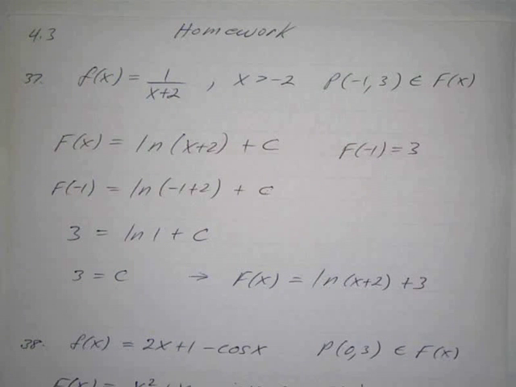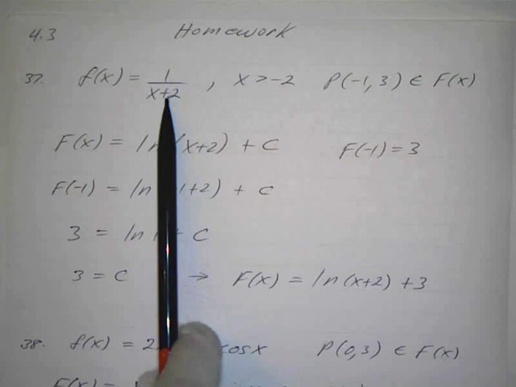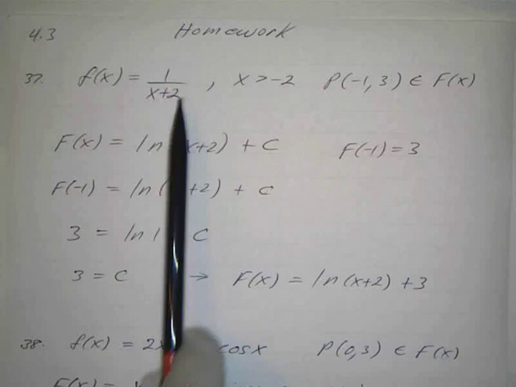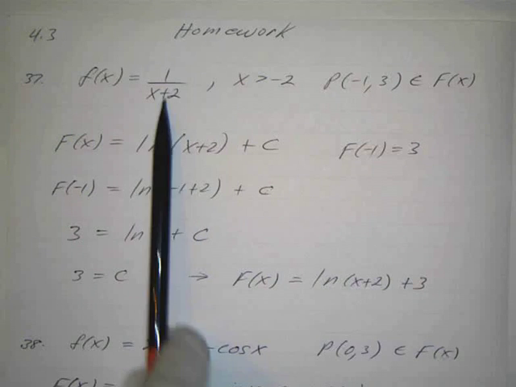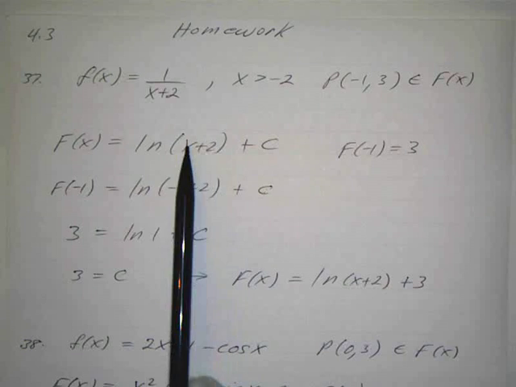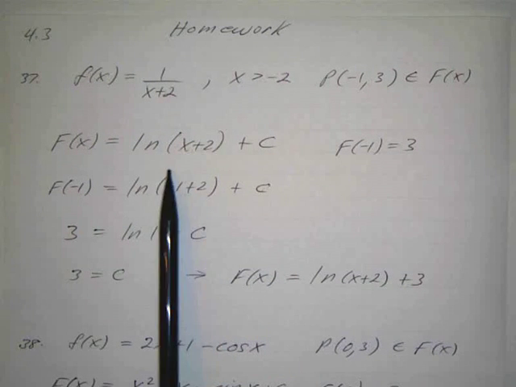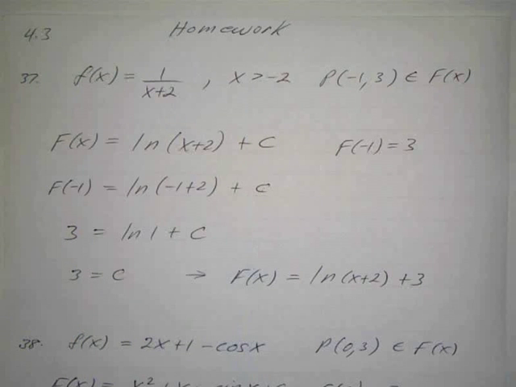All right. Okay, so again, this looks like 1 over u du, or just 1 over x in this case, and the derivative of the inside is just 1. So I tried natural log of x plus 2. And it's really easy to check it. What's the derivative of the natural log of x plus 2? 1 over x plus 2 times 1. No problem. Plus c. Okay?